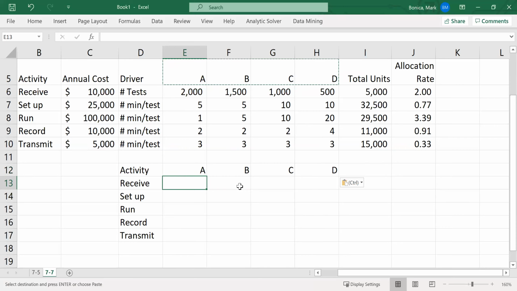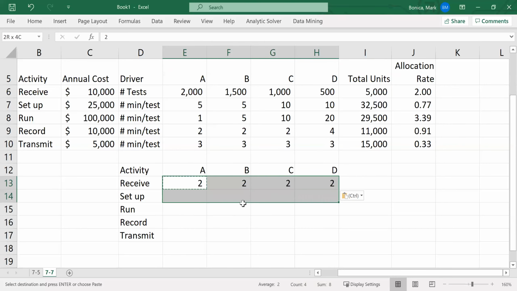Okay, so we know we do 2,000 tests, but what we're trying to calculate here is the cost of doing a single test A, and then the cost of doing a single test B, a single test C, and a single test D. Well, what we calculated was the allocation rate for receive was $2 per test. So for each of these, they're only received once, regardless of what kind of test they are. So the receive cost contribution is 2 for all of them. So I'm just going to put 2 in for all of them here. So that's pretty straightforward. And then I'm going to set this up to be an accounting format.